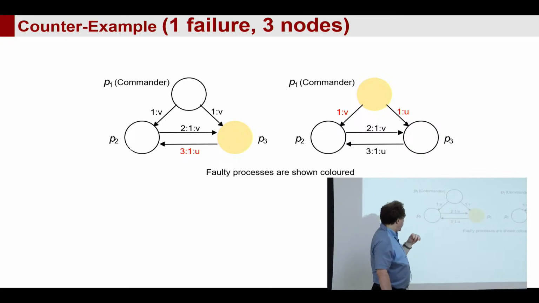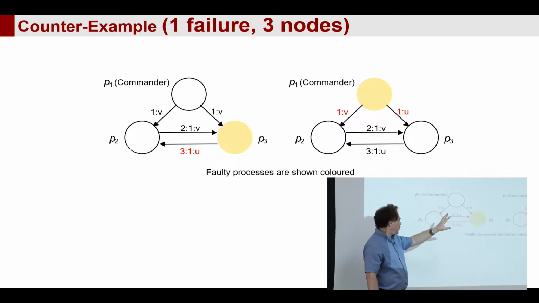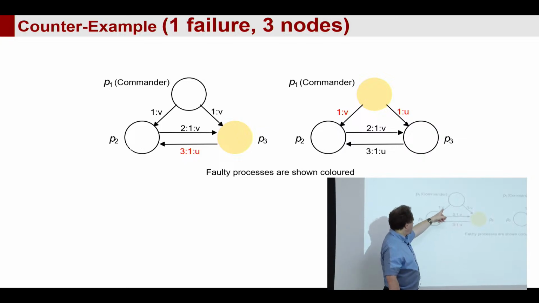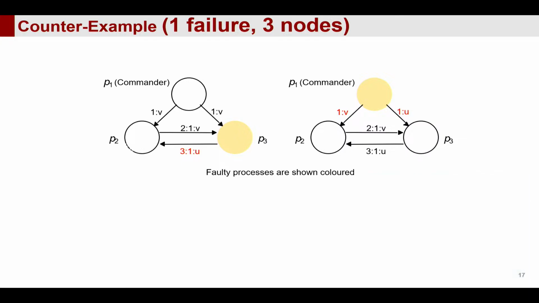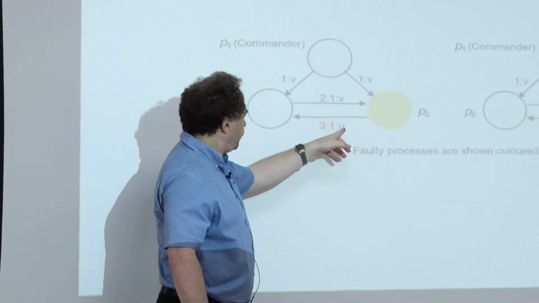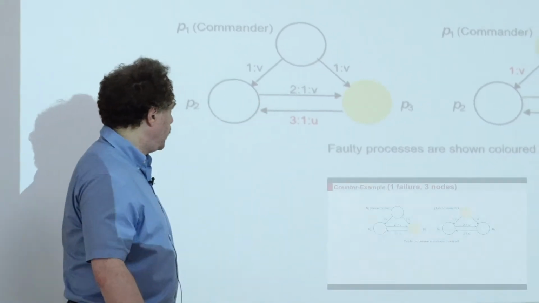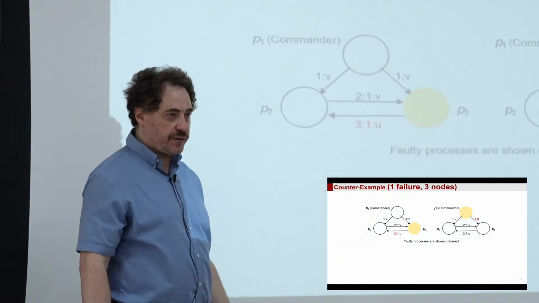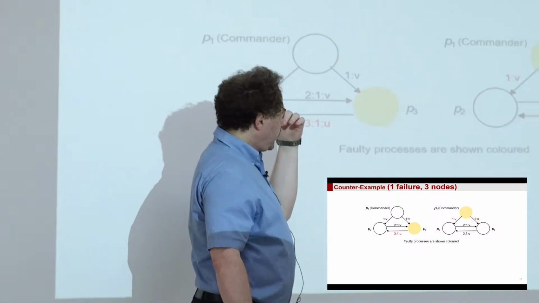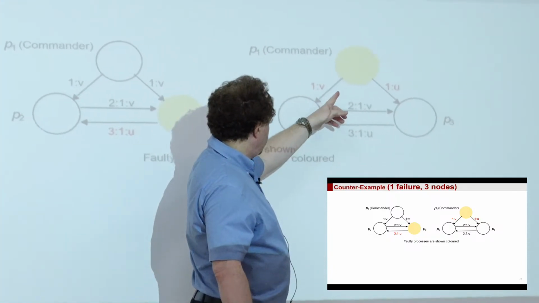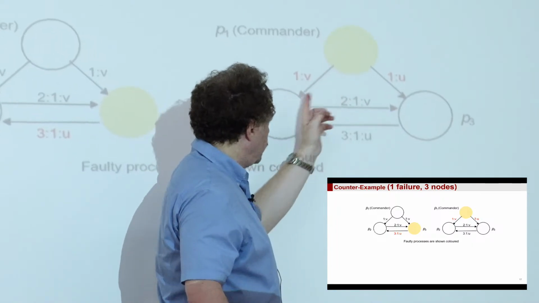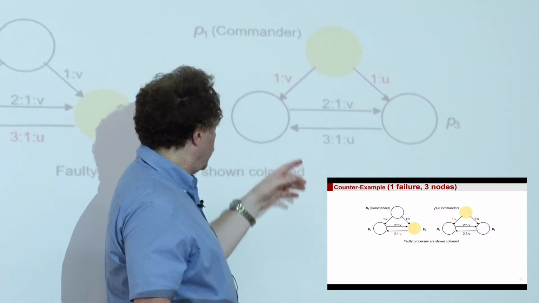Let's look at both scenarios and see what P2 is doing. In the first scenario, P2 is getting the value of V from the honest commander, and it's getting the value of U from P3, which is Byzantine. So there is no majority. In the second scenario, the commander is Byzantine. The commander sent different values, V and U, to different lieutenants.